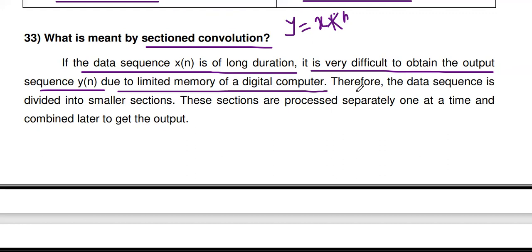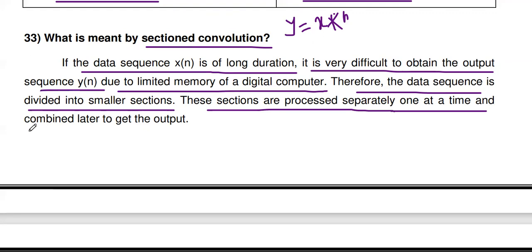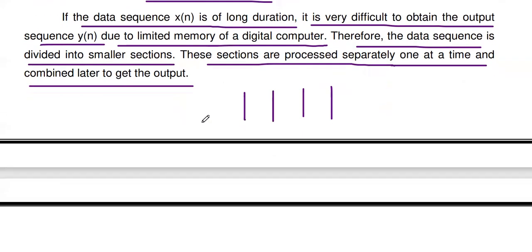Therefore, the data sequence is divided into small sections. These sections are processed separately, one at a time, and we combine them later to get the output. This is called sectioned convolution. If x of n has 10 data points, we split x of n into sections of 3 samples. On each smaller section we perform circular convolution, then combine all the outputs in a proper manner to get the output. That method is called sectioned convolution.